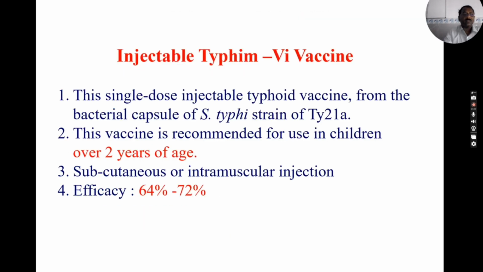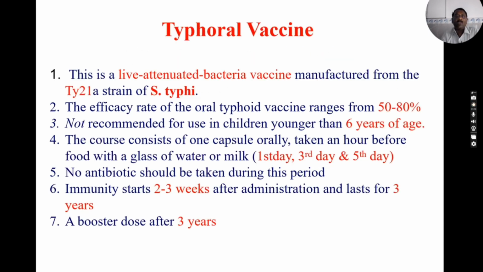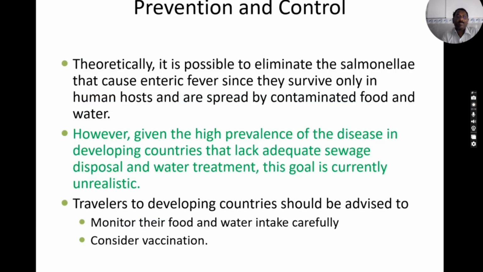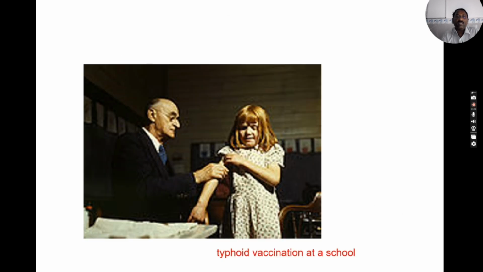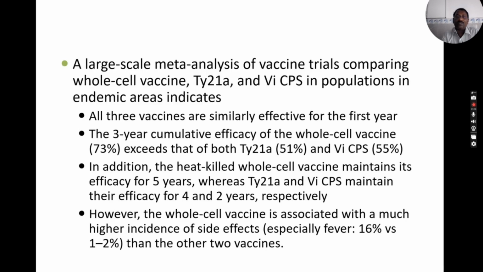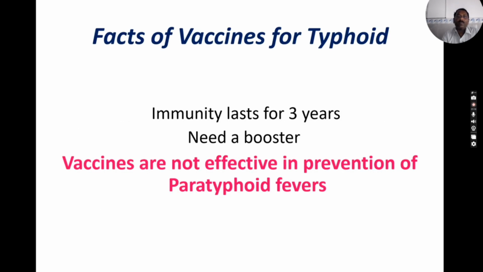So here the efficacy is about 64% to 72%. It is an IM injection. Typhoid is a live attenuated bacterial vaccine. Prevention, already I told you. Vaccines. So this is the vaccination at a school, because the school going children are more prone for this. So large scale meta-analysis: immunity lasts for 3 years. So they need a booster dose once in 3 years or once in 5 years.